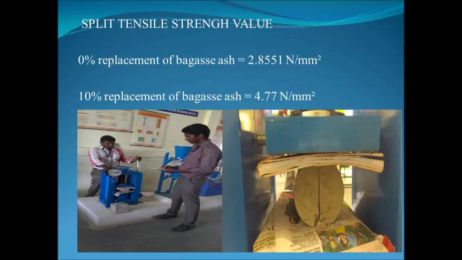Split tensile strength value. At 0% replacement of Bagasse Ash it is 2.855 Newton per mm square, and at 10% replacement of Bagasse Ash we found 4.77 Newton per mm square.